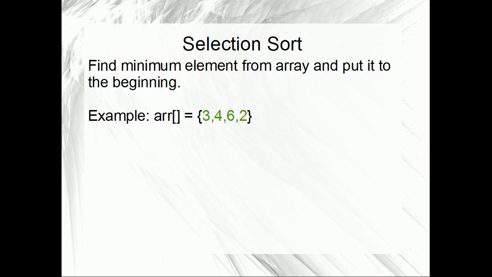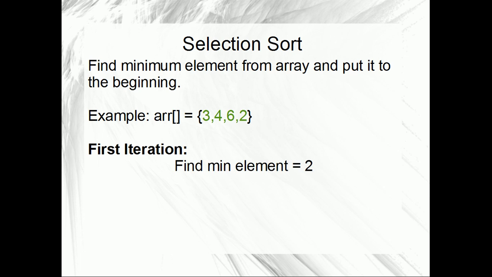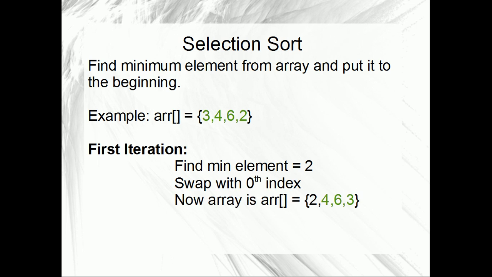Suppose we have an array having 4 elements: 3, 4, 6 and 2. In the first iteration, we have to find the minimum element, the smallest element from the array, which is 2. So we will iterate over the whole array and find the minimum element. Definitely the minimum element is 2. We will swap this 2 with the 0th index. Now the array will be 2, 4, 6 and 3. So 2 is sorted; 4, 6 and 3 is not sorted.